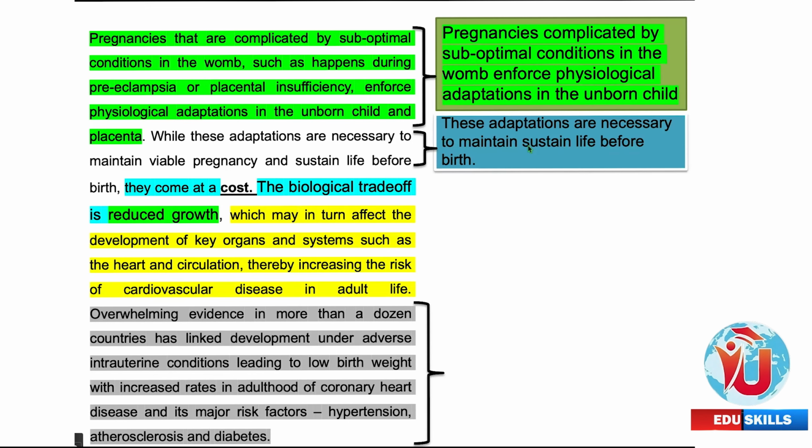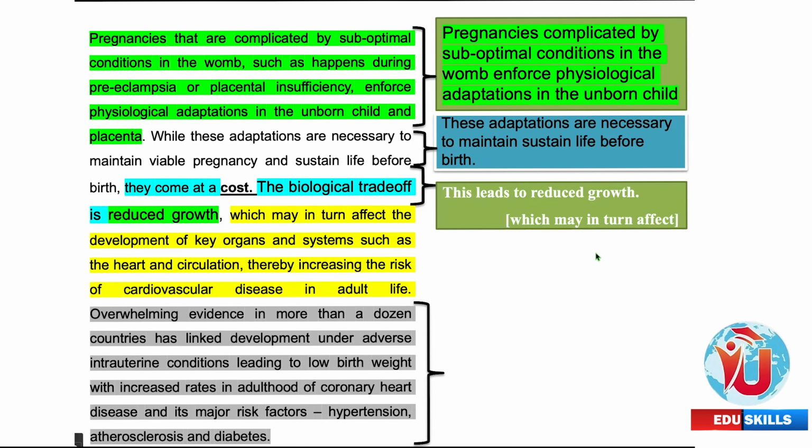This sentence can be simplified and written, shortened and written. Pregnancy is complicated by suboptimal conditions in the womb and post-physiological adaptations in the unborn child. You can make your own sentence. Then these adaptations are necessary to maintain sustained life before death. Why are these adaptations required? Because these are required to maintain or sustain life before death. It means in the womb.